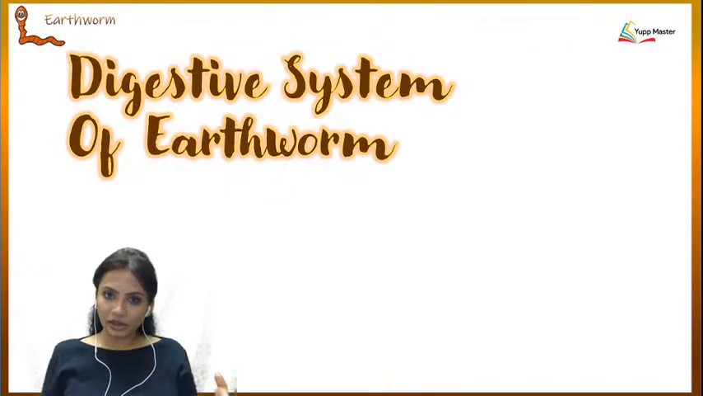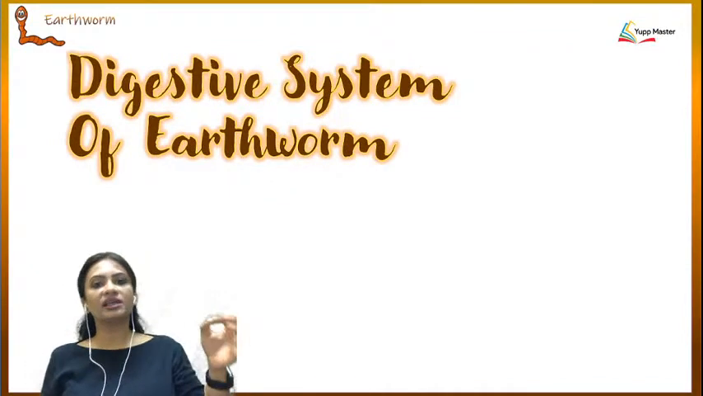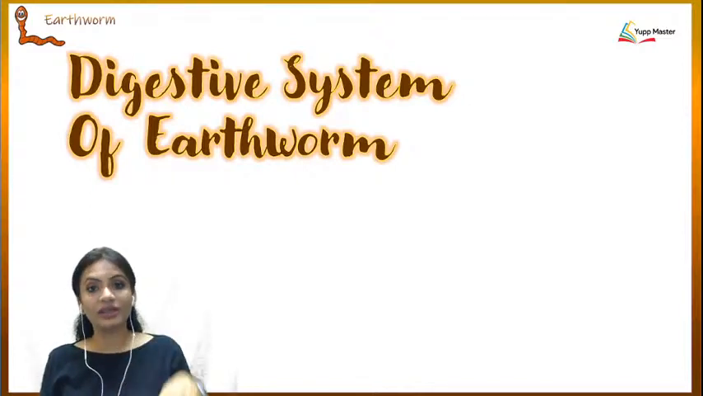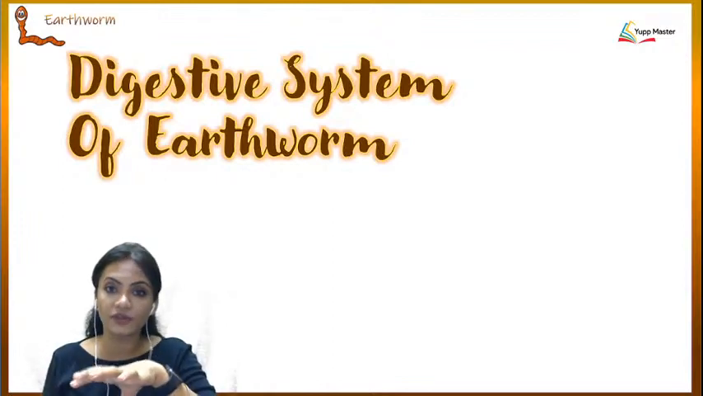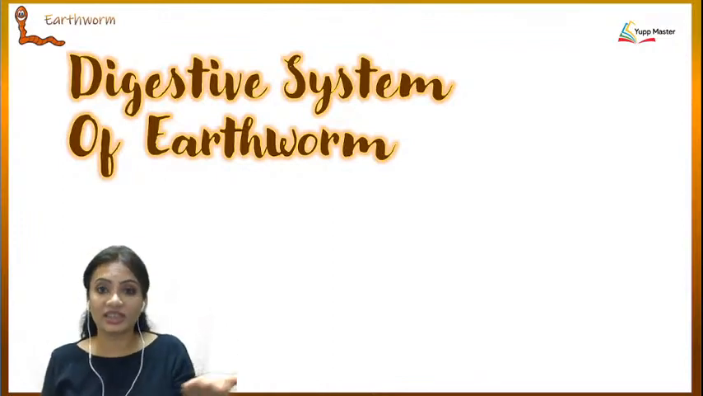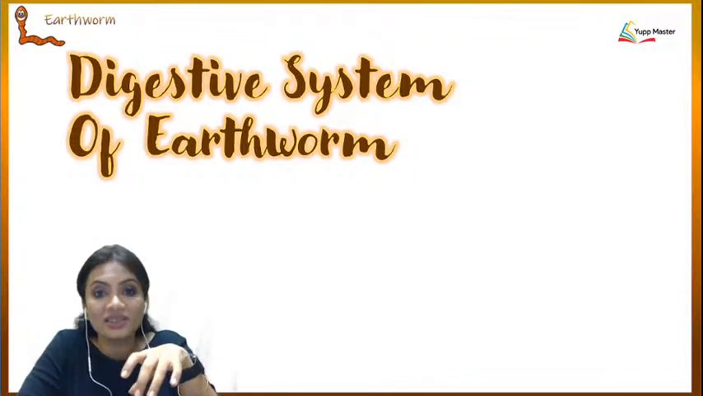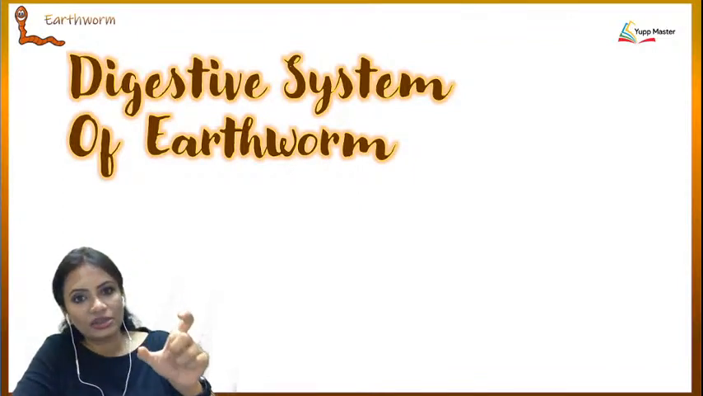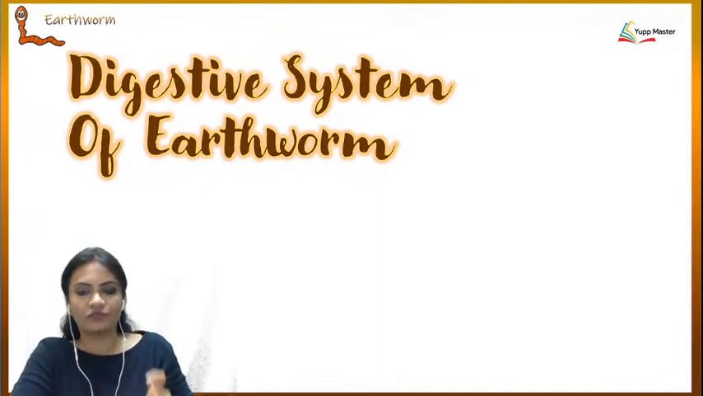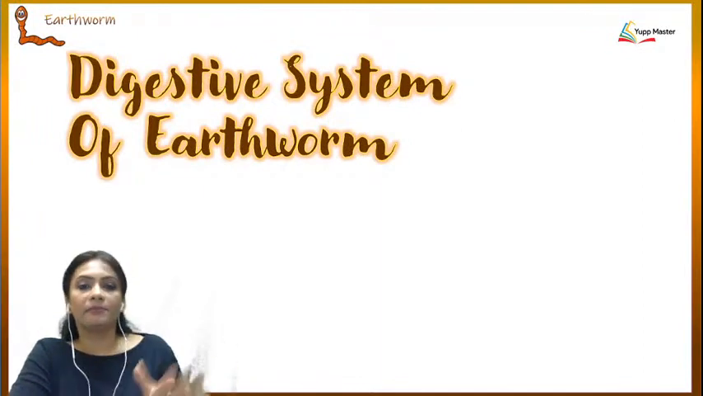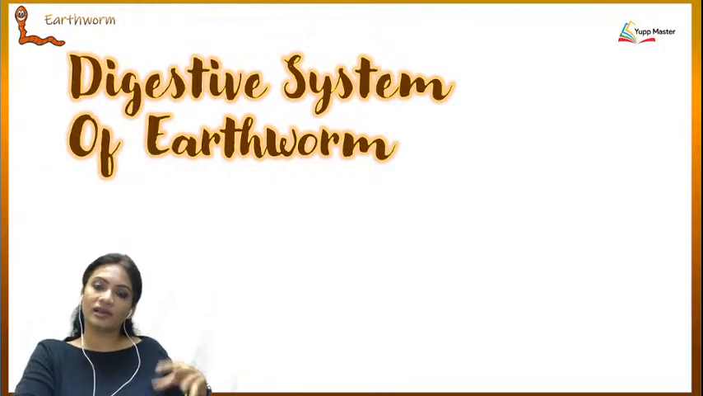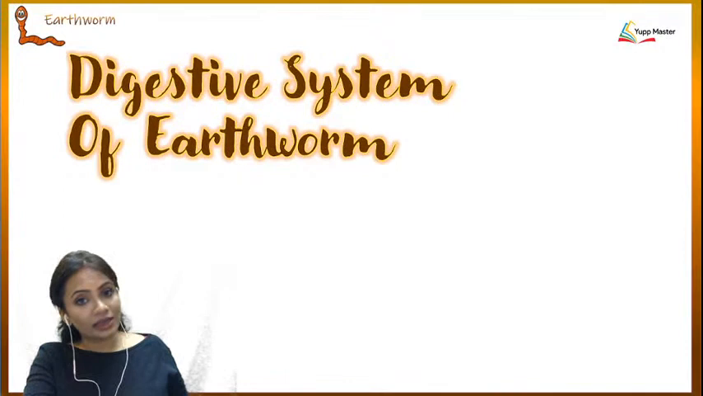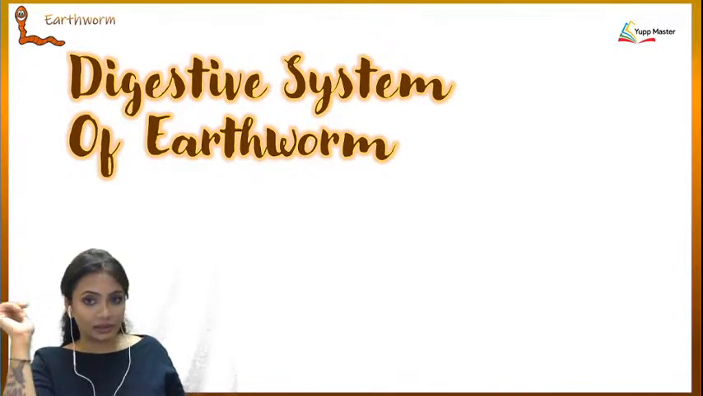So we started off with the external features. We studied all the different segments that are involved. We also studied how we find out which is the dorsal surface and which is the ventral surface. We also studied the three different regions of the earthworm. Segments 14 to 16 were a band which we called the clitellum. Before the clitellum, the region was called the preclitellar region, then the clitellar region. After the clitellum, we call it the postclitellar region.